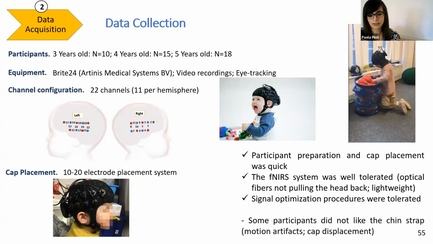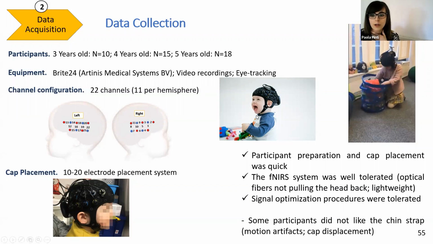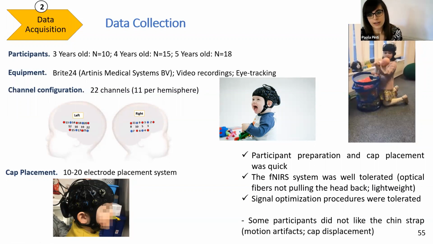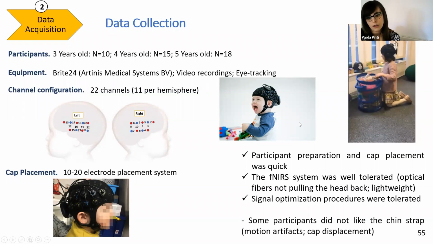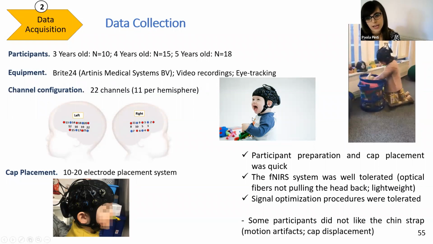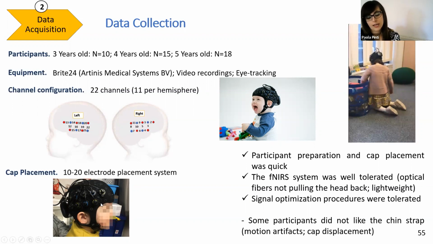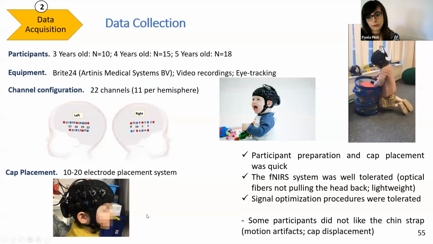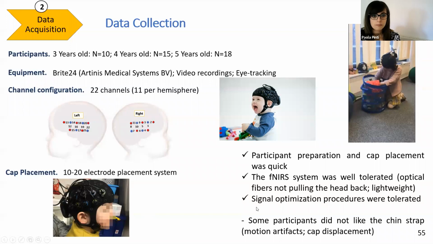However, some of our kids did not particularly like the chin strap below the cap. For this reason, some of our data sets had more motion artifacts than others. So the cap, if the chin strap is not placed properly, can move more easily. And also the cap placement very often was not optimal, with the cap being tilted or pulled up, and therefore we had to exclude those participants.